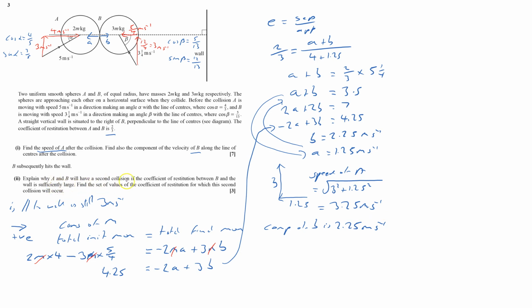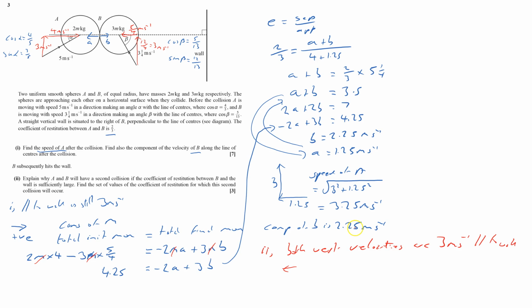Explain why A and B will have a second collision if the coefficient of restitution between B and the wall is sufficiently large. Well, I don't want to write it all down because I'm going to be saying it anyhow. I've already said the velocities are 3, so both velocities are 3 meters per second parallel to the wall, and A is moving at 1.25 to the left, and B is coming in at 2.25. So it is going to have enough to bounce back.